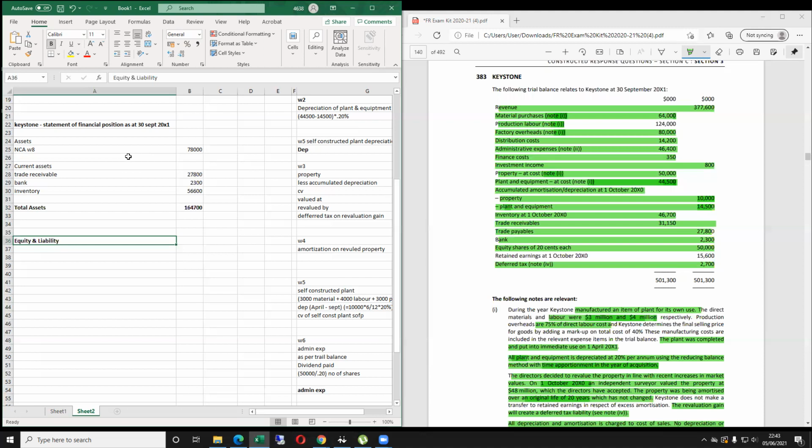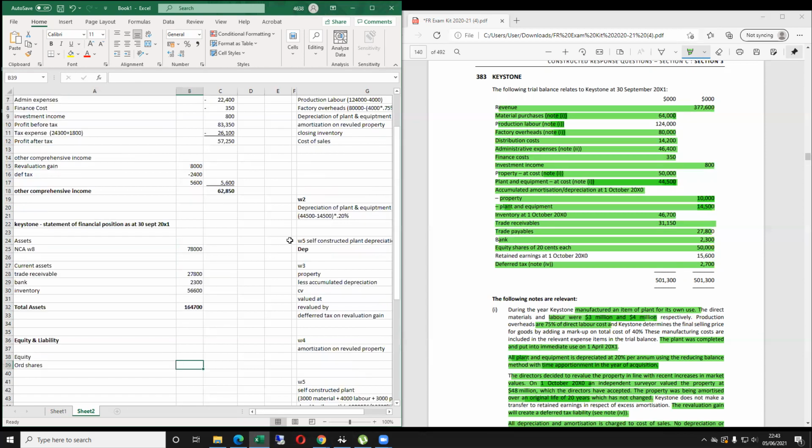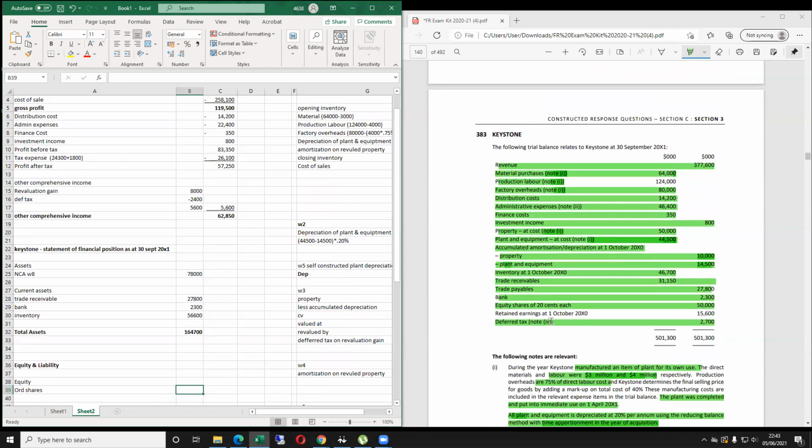Now we will make equity first. Equity side, always shares, ordinary shares. We will write ordinary shares, and we know 50,000 was the amount, and the number of shares is given directly in the exam. Where is it? We see these shares at 50,000. So 50,000 is our ordinary shares.